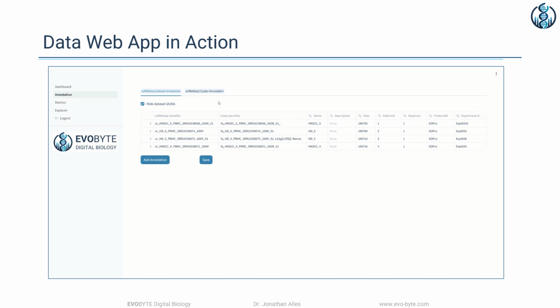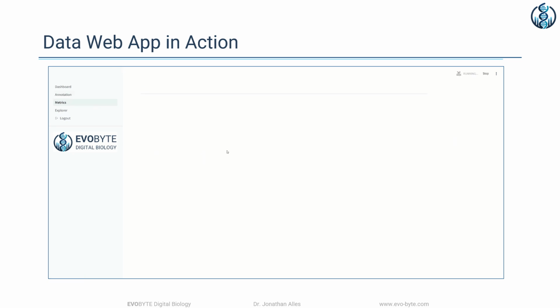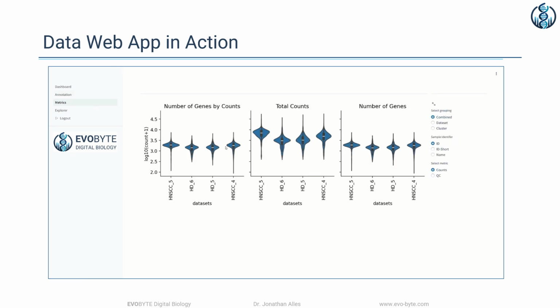Similarly, we can perform annotations on the single-cell RNA-Seq clusters that were found in the integrated dataset. But for the moment, we will move to the metrics section and get an overview of the QC statistics for each of the datasets that we have analyzed so far.